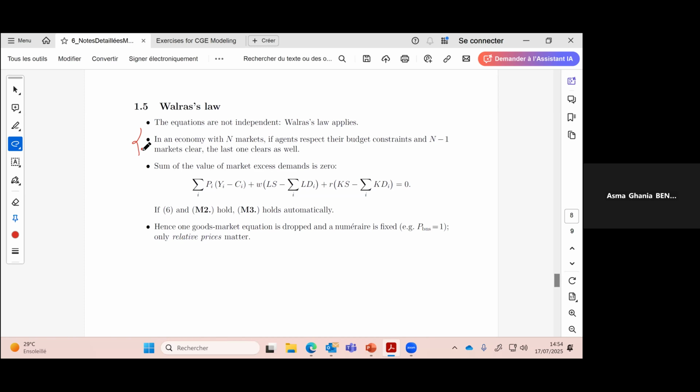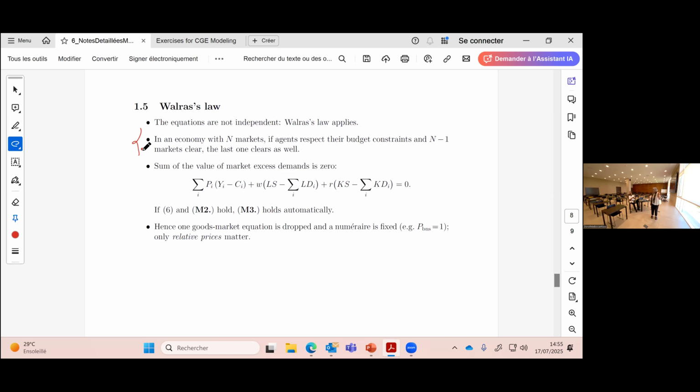Sorry to interrupt, but I think there was one more equation, if I recall correctly, where you had Py equals the factor incomes at the beginning. Py equals W LS plus R KS. It's the same as the household income. The value of the production is equal to the value of factor incomes, and it's the same equation, the income of household and this one.